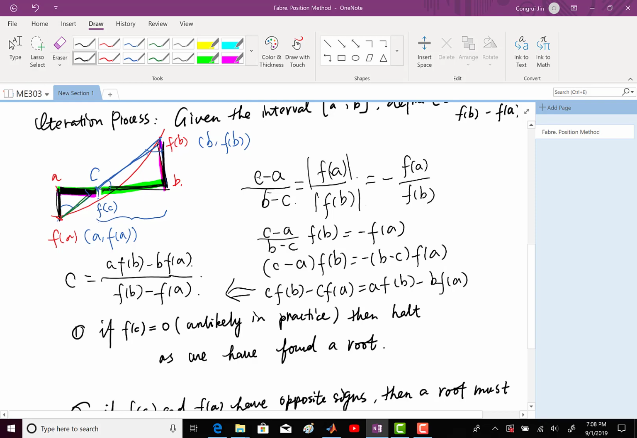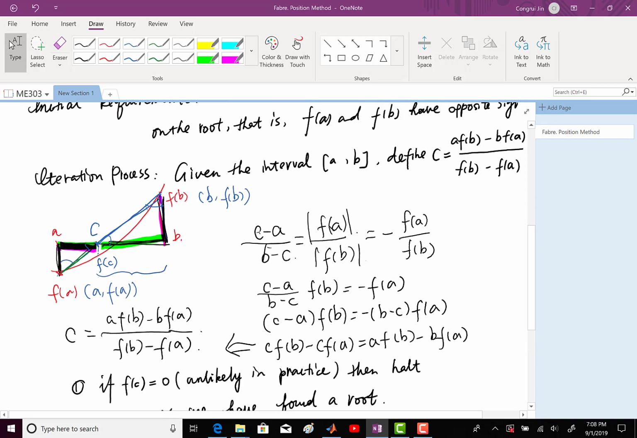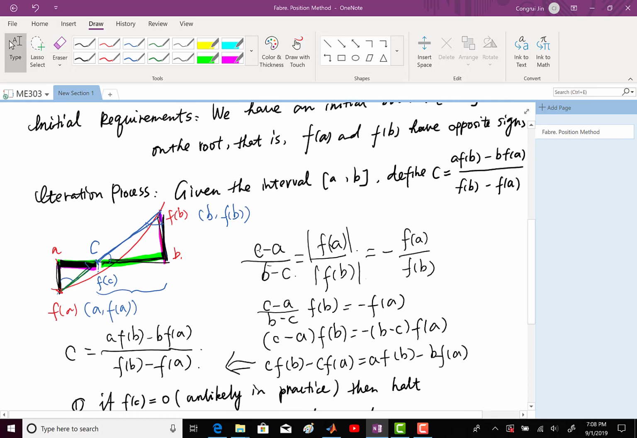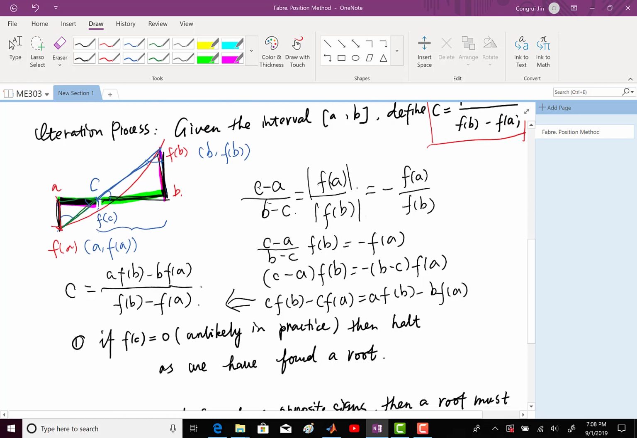Okay, so this is the point c. If you cannot memorize this formula, at least you need to know how to derive it, right? So this is the formula for point c.